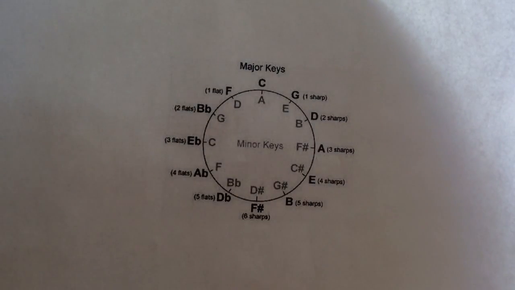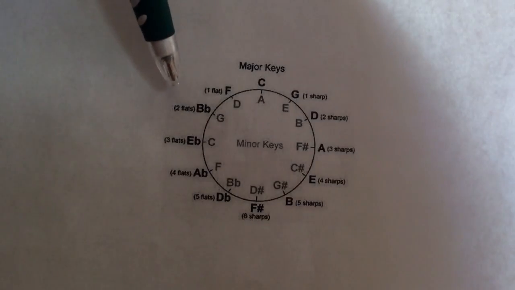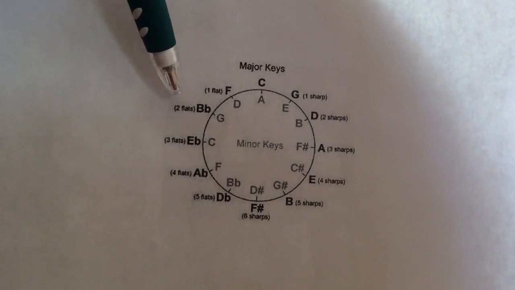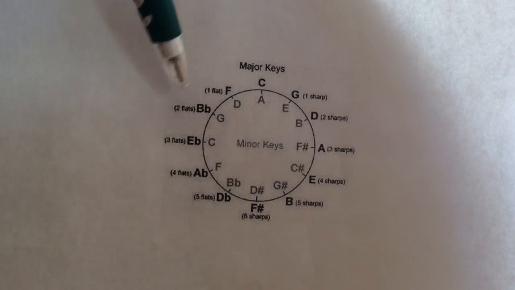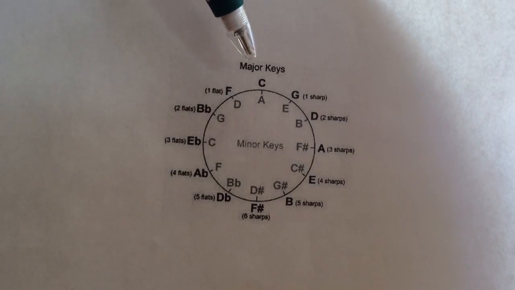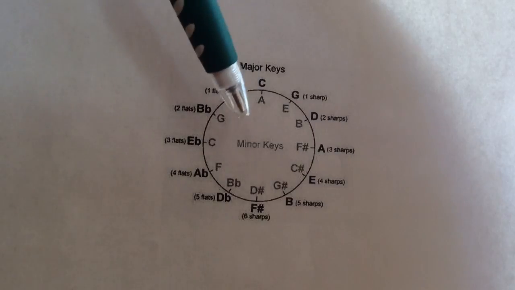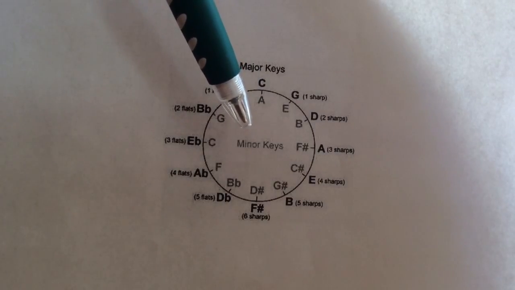In our instance today, let's start with our application of Just a Closer Walk with Thee. And of course, that is in the key of B flat major. As you notice, the major keys are around the outside of the circle of fifths. Inside the circle of fifths are the minor keys.